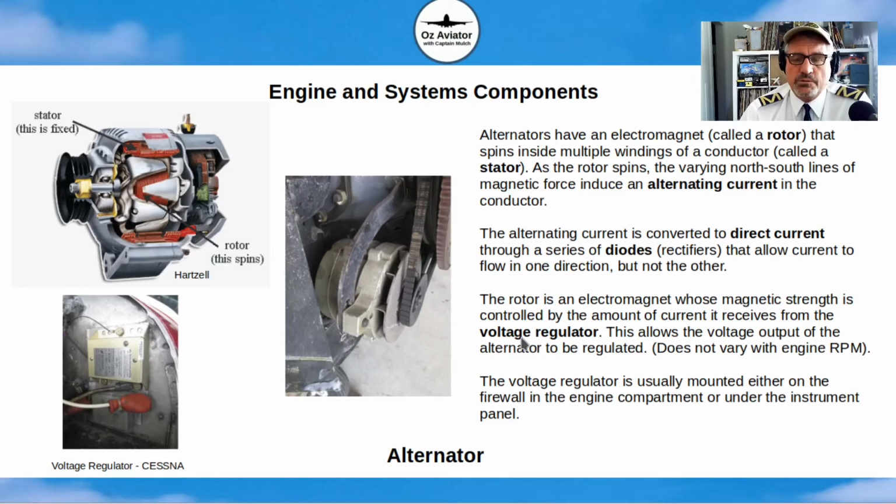It sits there and monitors the amount of power being produced by the alternator. The voltage regulators are usually mounted on the firewall of your engine compartment or under the instrument panel of the aircraft. This is a Cessna style voltage regulator. So an alternator and voltage regulator go hand in hand in providing power to the aircraft electrical system.